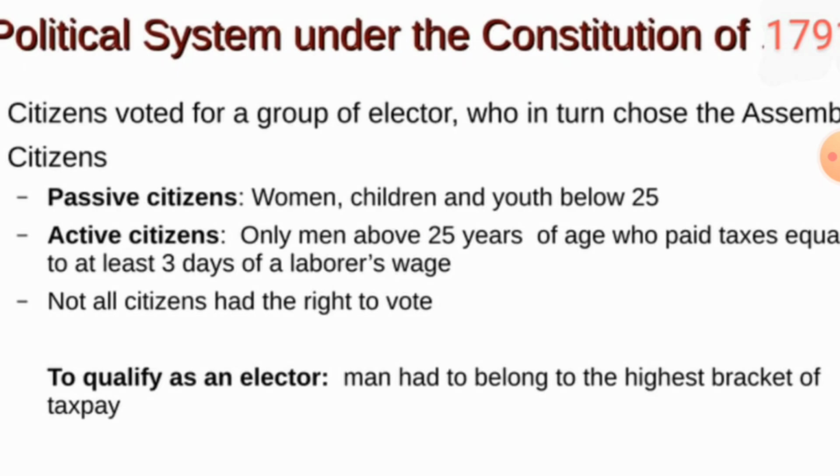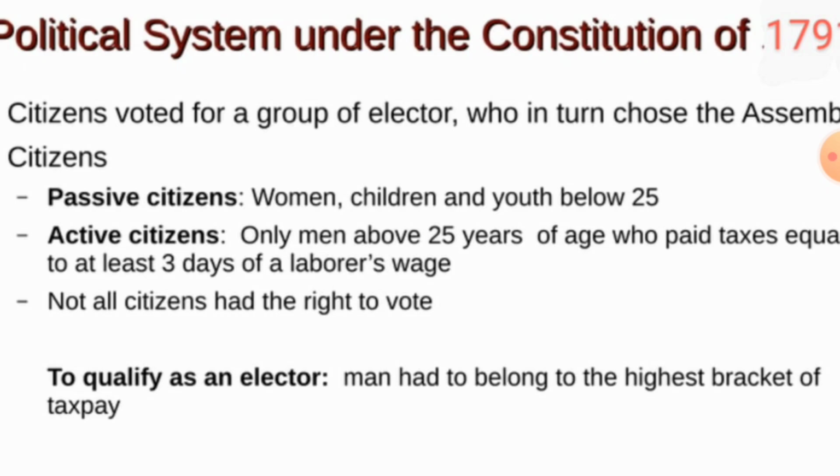Let's go to the next topic, the political system under the Constitution of 1791. Citizens got to vote for a group of electors who in turn would choose the assembly. Okay, let's understand the concept of citizens first, because it's not the same as the concept that we have today in the 21st century. So, in 1791 there were two kinds of citizens, passive and active citizens.